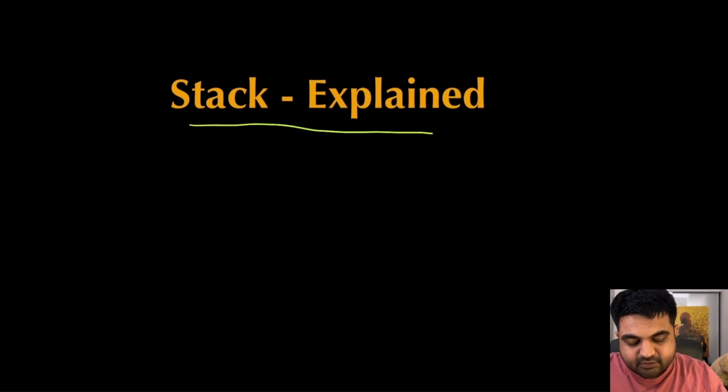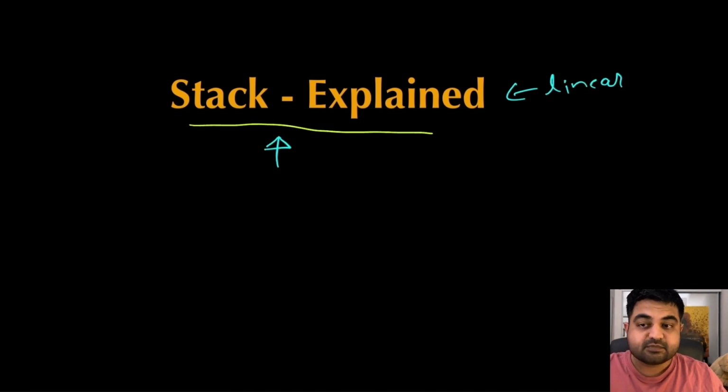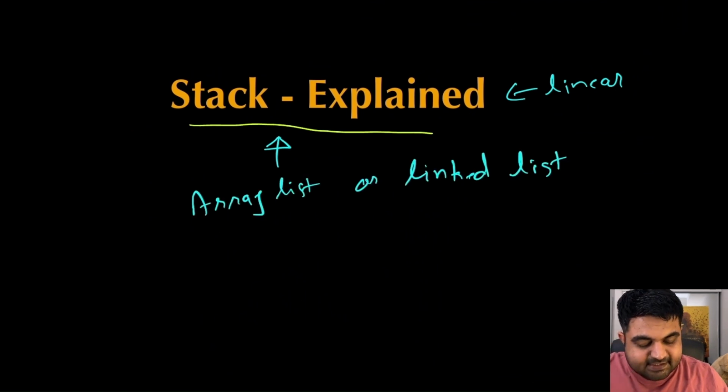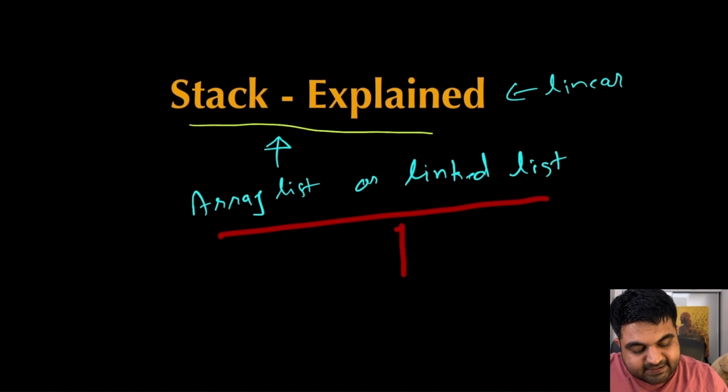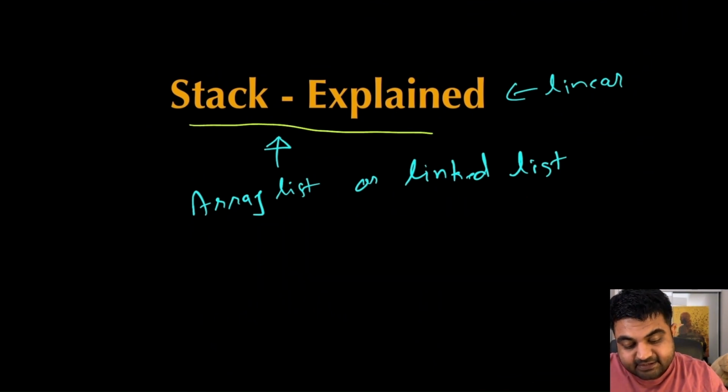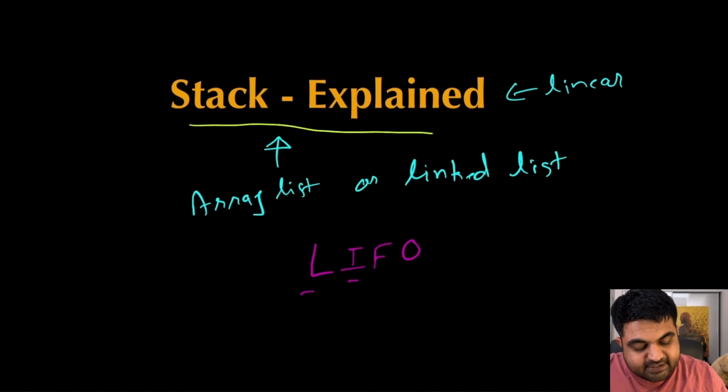So stack is one of the fundamental data structures of computer science. This is a linear data structure, and typically stacks are implemented using some sort of list function. So it can be either array list or linked list. But the thing is, stack is not just typical any single array or linked list. This is a special kind of list that contains a very specific property, and that is called LIFO property. That is called last in, first out.